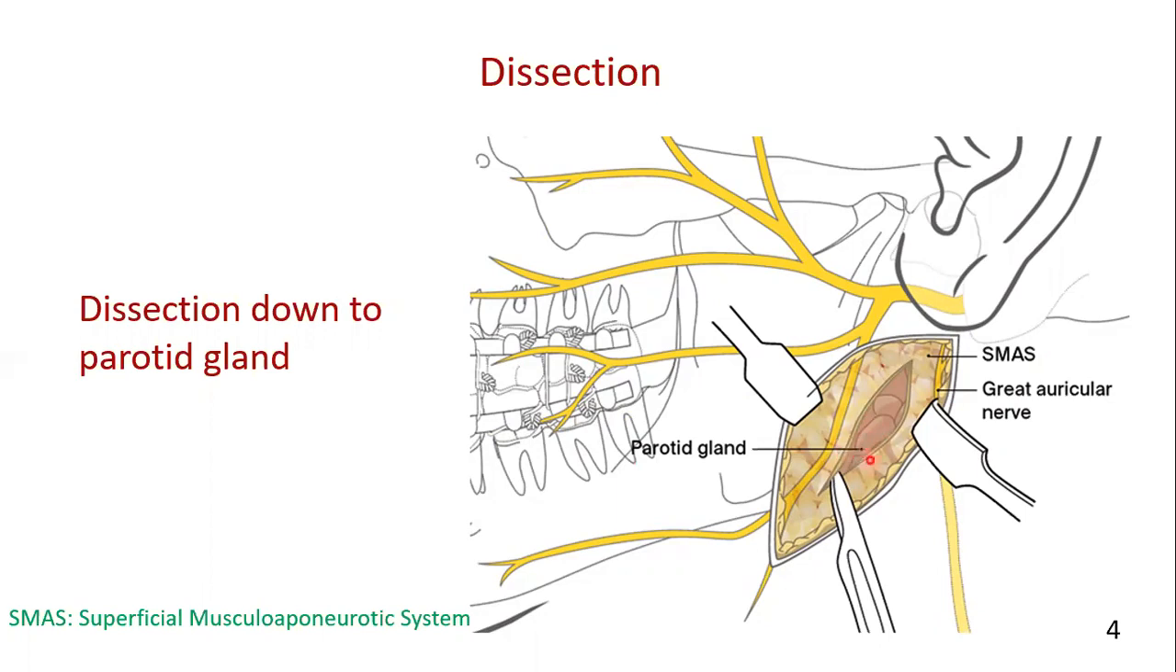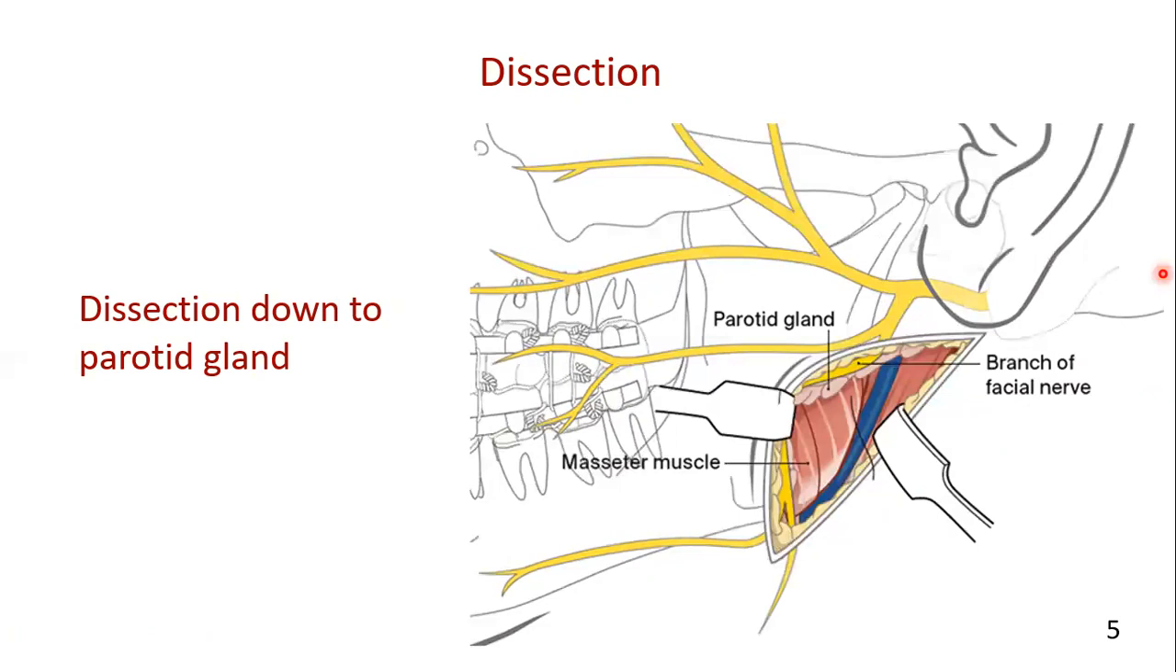The posterior aspect of the gland is identified and dissection continues behind the gland. The gland is lifted off the masseter muscle and retracted anteriorly. Here you can see the parotid gland and masseter muscle. They are retracted anteriorly.